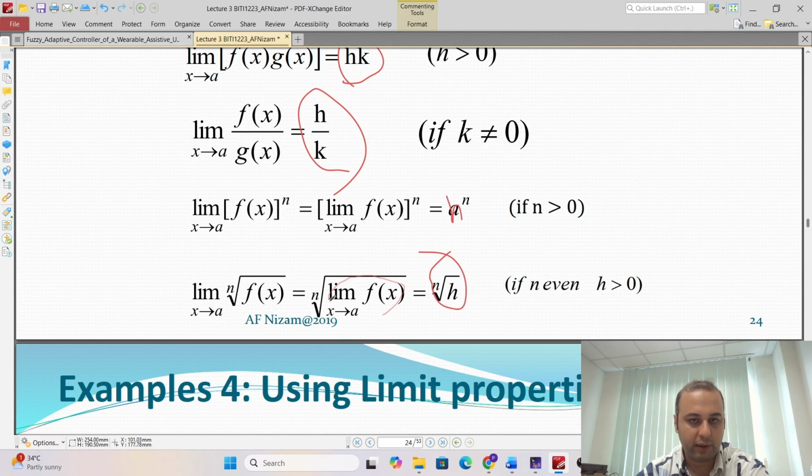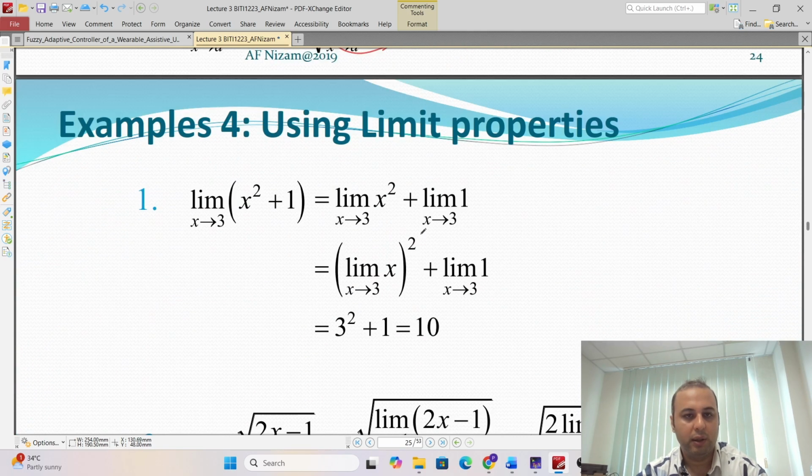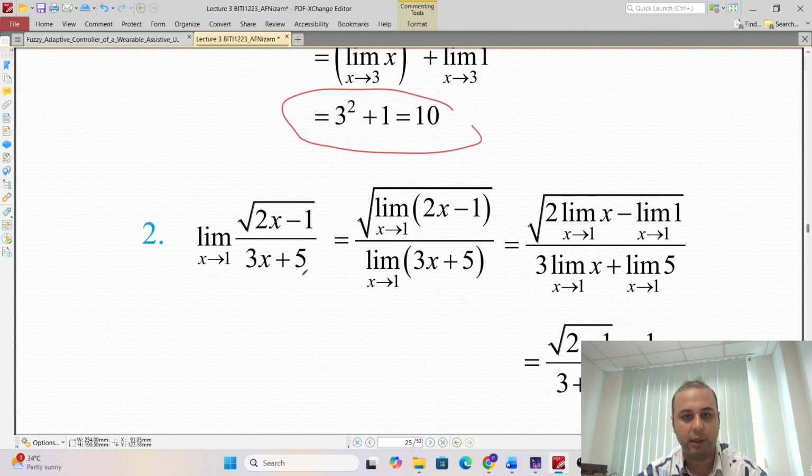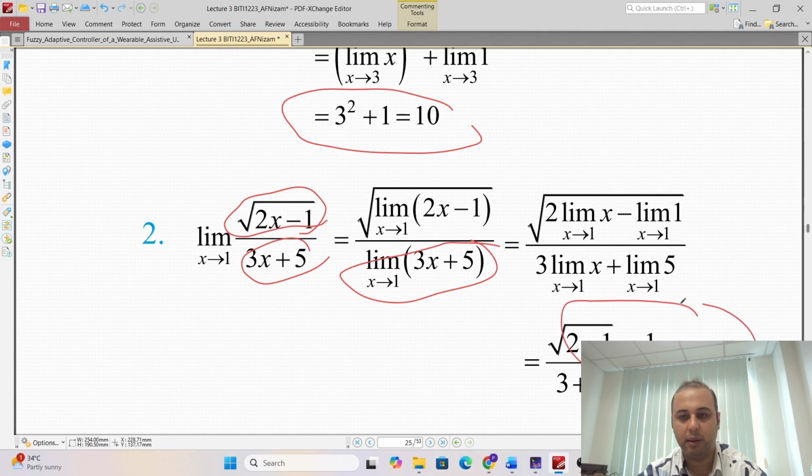Find the limits of the functions first, then apply the operation. So for instance, the limit of x² plus 1, I can simply put 3 here, 3 power 2 plus 1, or I can find the limit of x² separately, the limit of 1 separately, and add them to each other. Same here, I can find the top and the bottom separately, then the answer will be 1 over 8.